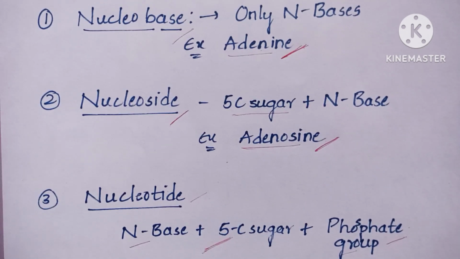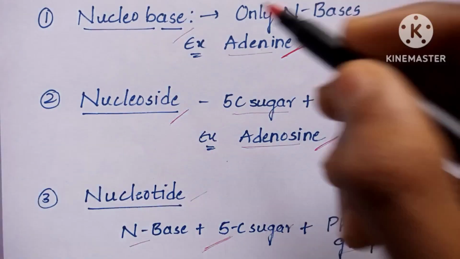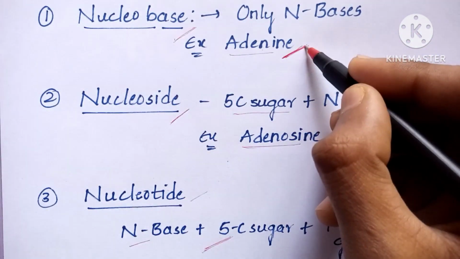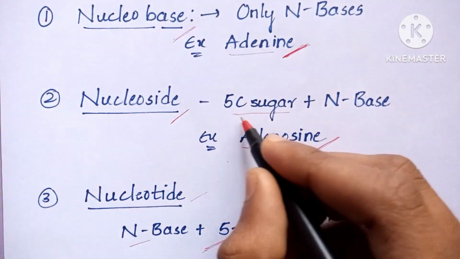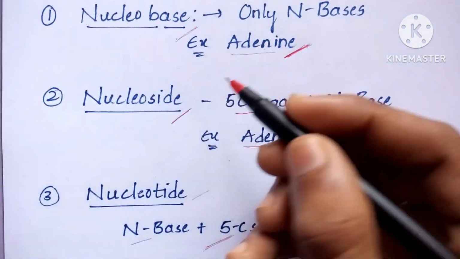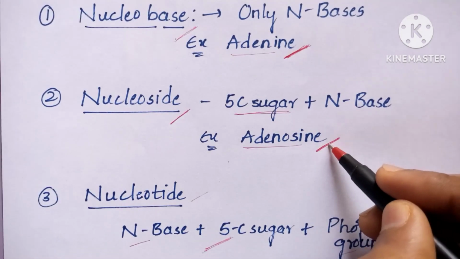Here, as you can observe, I have written three technical terms: the first nucleobase, the second nucleoside, and the third nucleotide. All these terms are necessary for better understanding of nucleic acid formation. If only a nitrogen base is present in a structure, then such a structure is called a nucleobase. For example, one of the nitrogen bases is adenine. If this adenine is bound along with the 5-carbon sugar, such a structure is called a nucleoside. In the example, adenine is converted into adenosine.